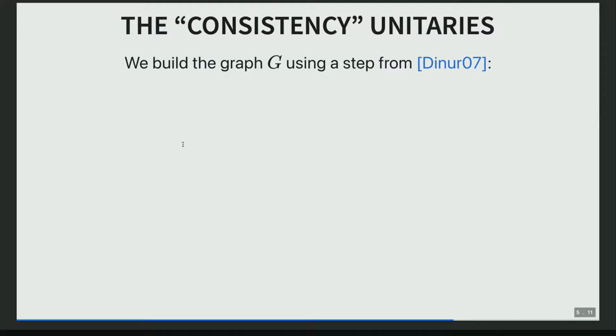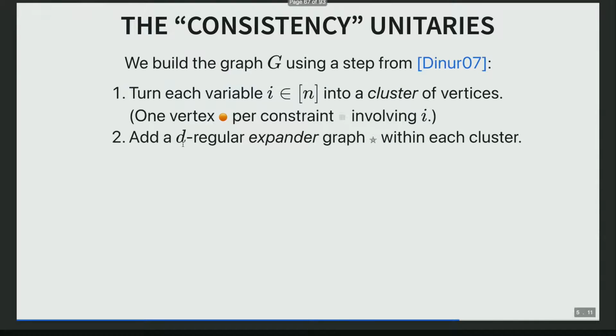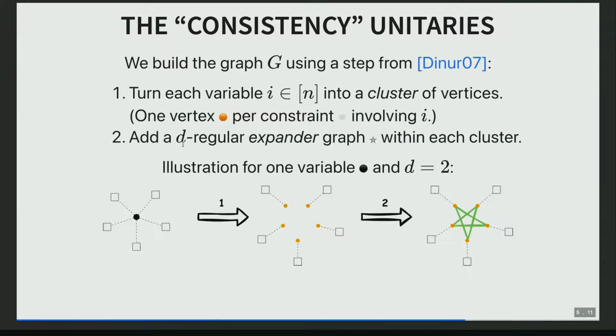We're going to build a graph using the preprocessing step of Dinur's proof of the PCP theorem. But we're going to turn each variable into a cluster. We're going to turn every variable into a set of vertices, one vertex per constraint. And then once we have the cluster, we're going to add an expander graph within the cluster. So I'll give you an illustration of how this works.